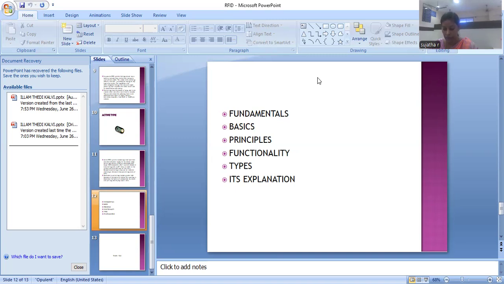Hospitals use RFID tags to track special patients. We can use it in temples also. These are the introduction to RFID in this session.